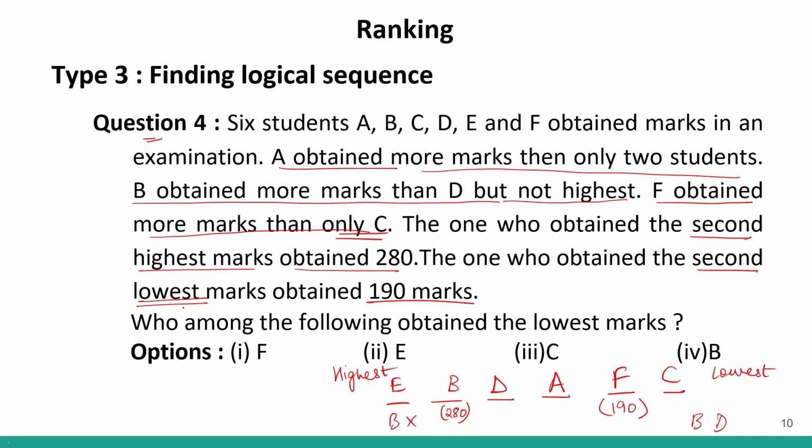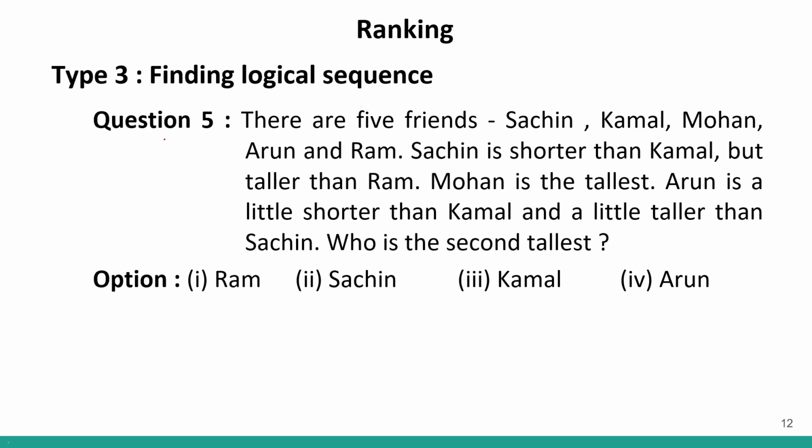Correct? We have to find out who among the following obtained the lowest marks. So the lowest marks is definitely C. So our answer will be option number 3, C. Clear? Question number 5.